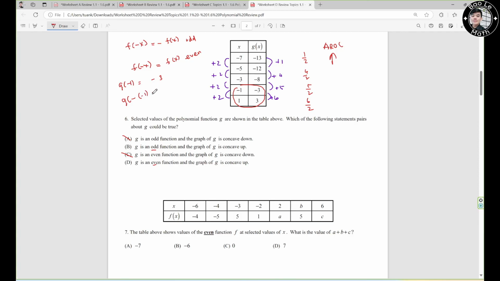Negative 1 is g of 1, but g of 1 equals 3, and this one equals negative g of negative 1. So I just proved that g of 1 equals negative g of negative 1, which is the formula right here. So the function is odd. The answer must be B.